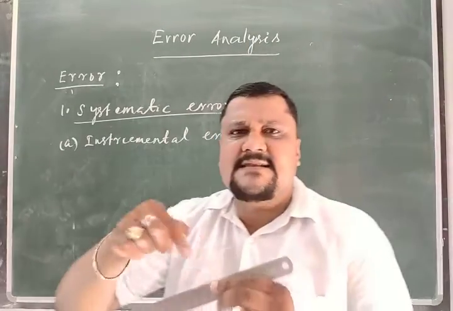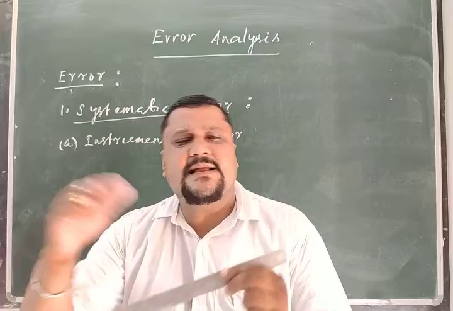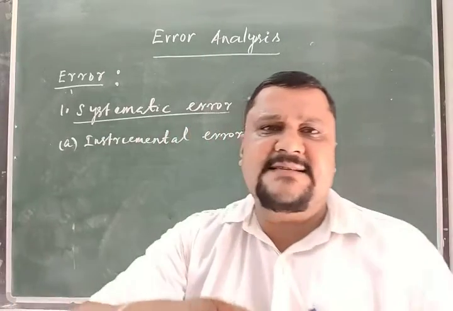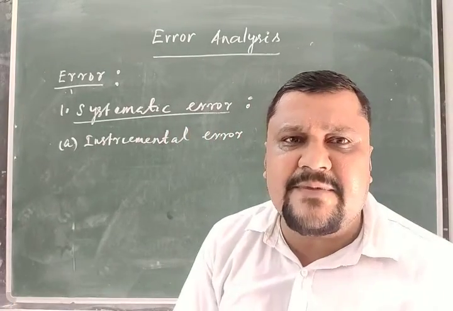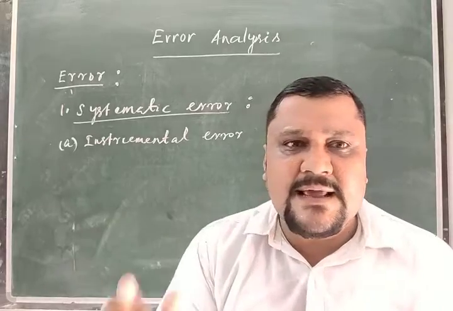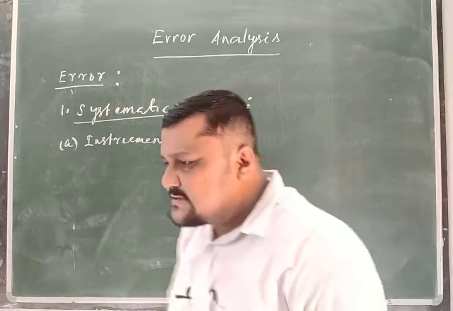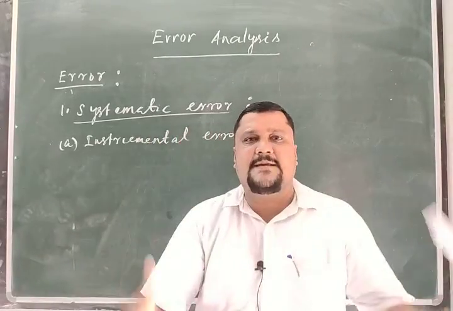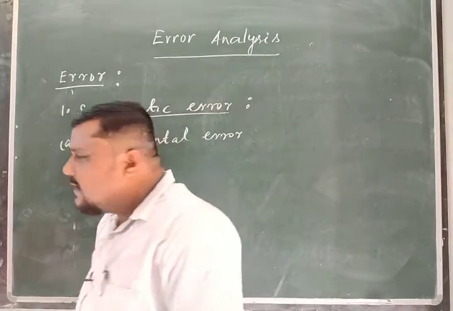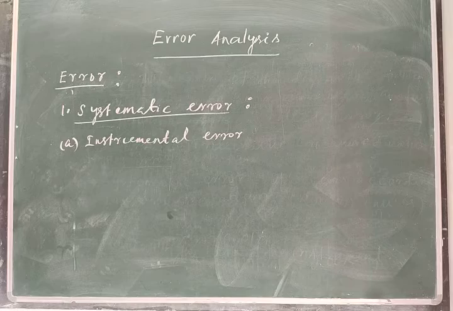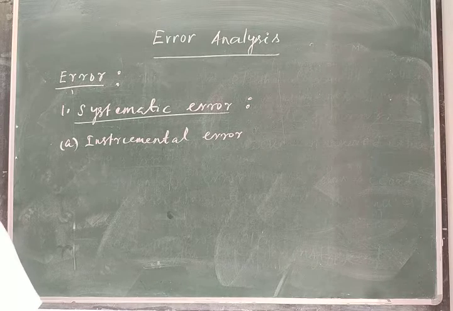So if I measure a distance of 18 centimeter, then it is actually 17. If I measure a distance of 9 centimeter, then it is 8 centimeter. This 1 centimeter gap is missing. This is called a faulty instrument. So this is the instrumental error.